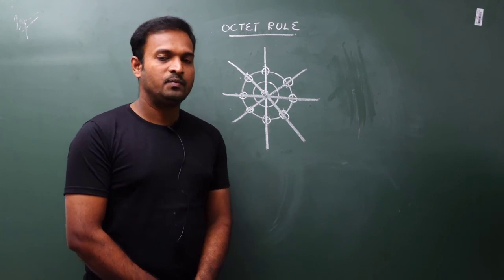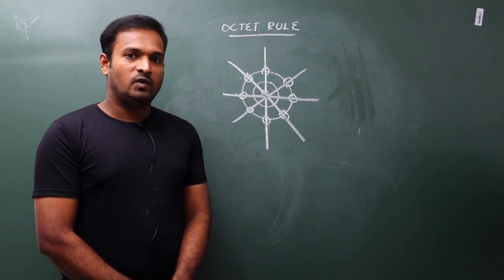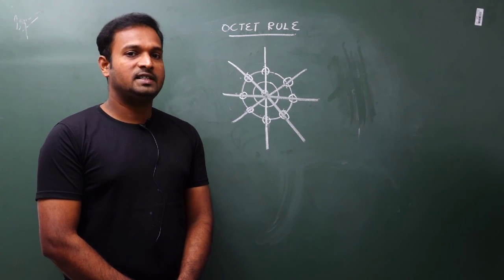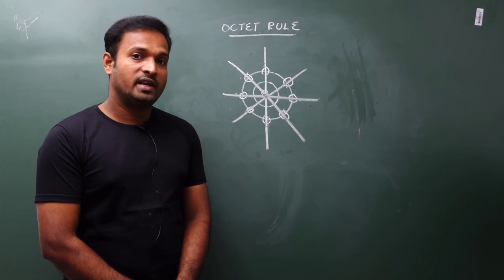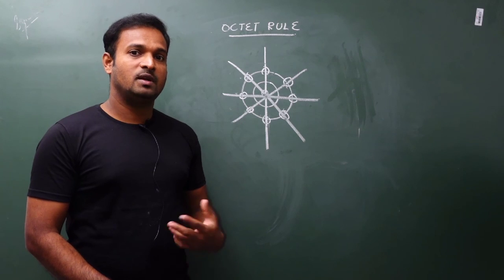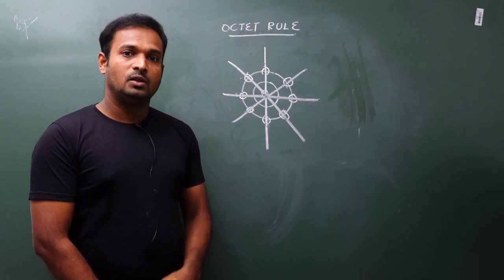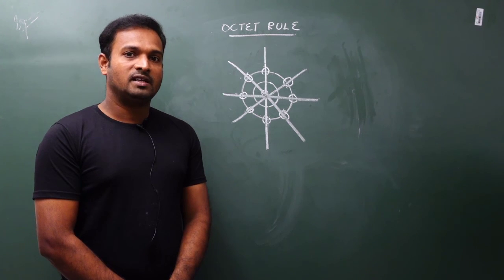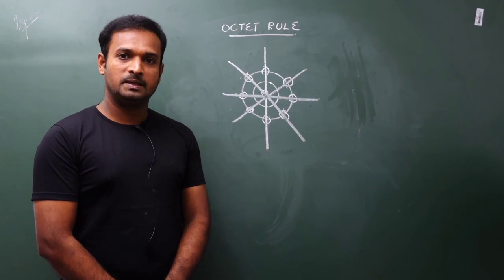Let us state the rule once more. Every atom will try to attain 8 electrons in their outermost shell for attaining stability, because 8 electronic configuration or symmetrical arrangement will reduce the energy and give more stability to atoms. But those atoms that have 8 electrons in their outermost shell will not take part in chemical reactions because they have stability. This is called the octet rule. Okay, thank you.